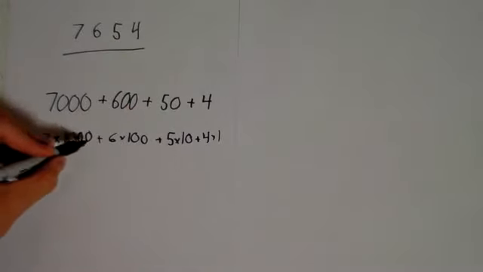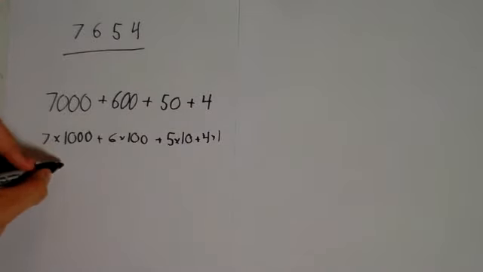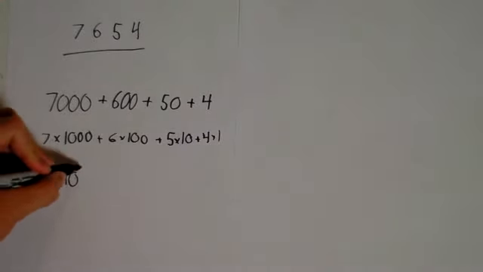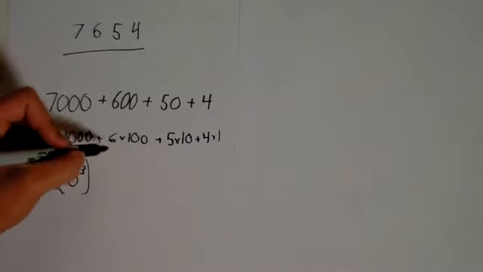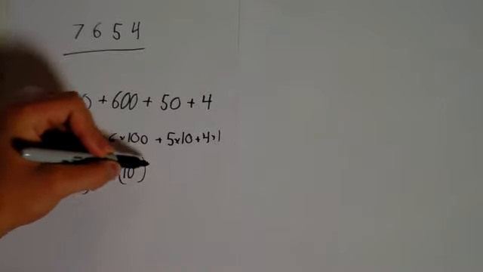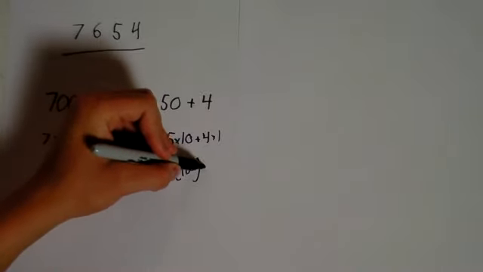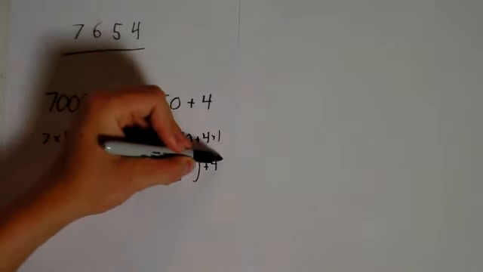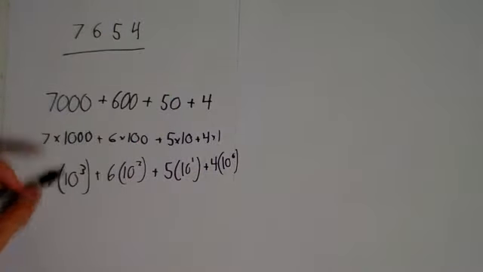Now, we can rewrite 1,000. Remember, we said we're in a base 10 system. That's just the way our system works. 1,000 can be rewritten as 10 cubed. So we've got 7 times 10 cubed. Then we've got 6 times 10 squared, plus 5 times 10 to the first, right? Plus 4 times 1, remember, is 10 to the 0, because anything to the 0 power is 1. So this number right here can be rewritten as this number.